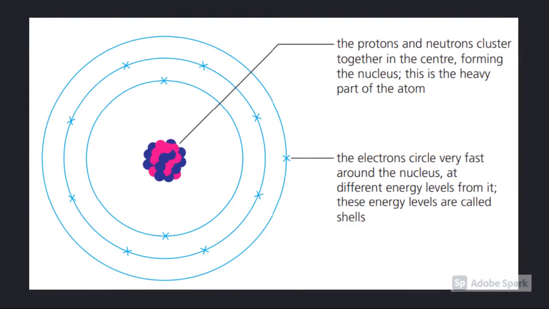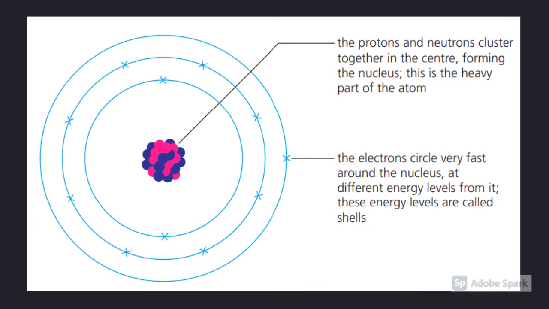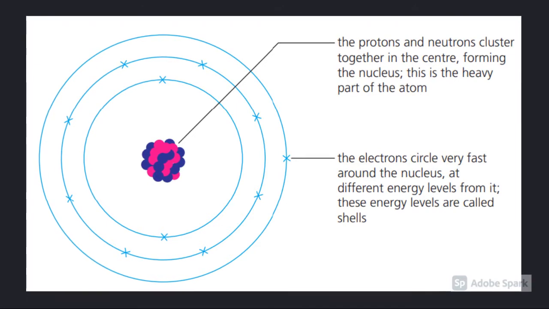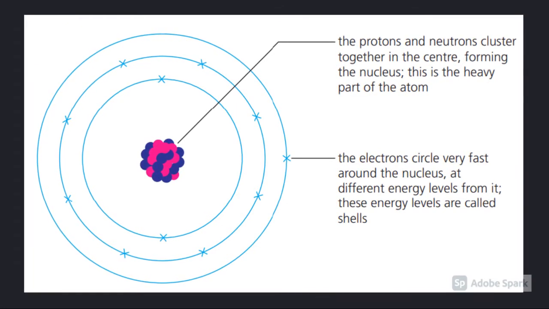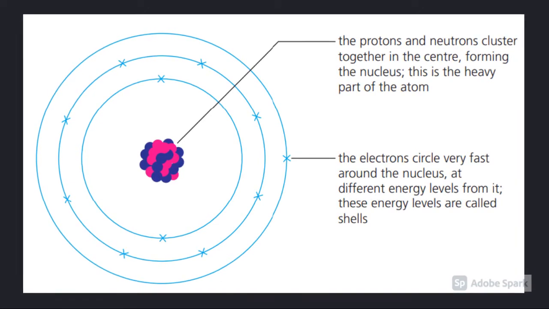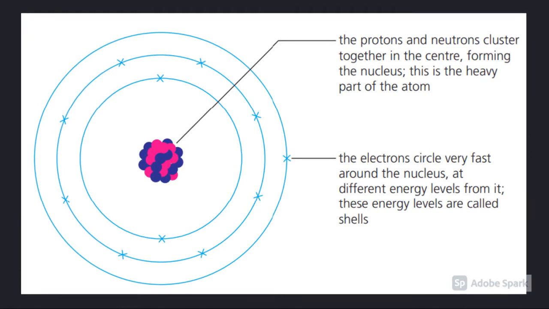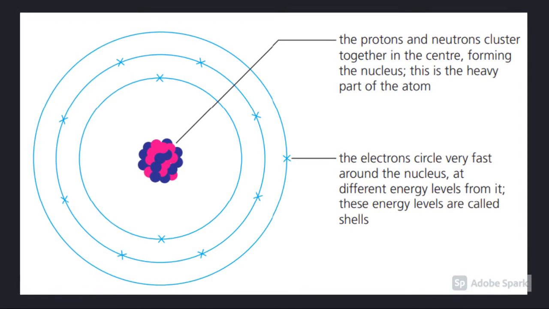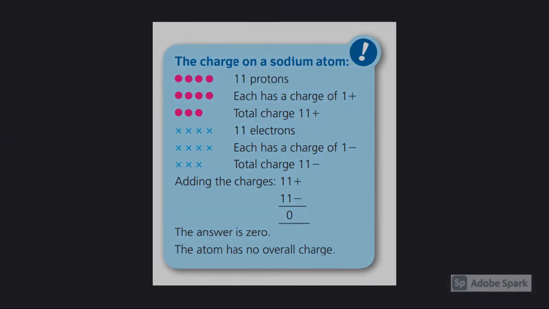Here is a typical sodium atom. It has 11 protons, 11 electrons, and 12 neutrons. The diagram shows how they are arranged. The protons and neutrons cluster together in the center, forming the nucleus. This is the heaviest part of the atom. The electrons circle very fast around the nucleus at different energy levels from it. These energy levels are given a name. They're called shells. Since they make up the atom, protons, neutrons, and electrons are often called subatomic particles.